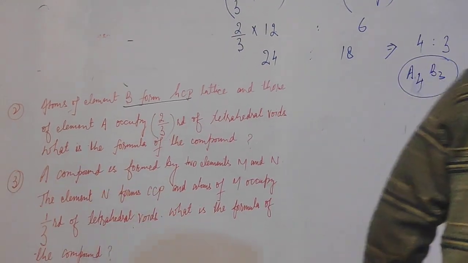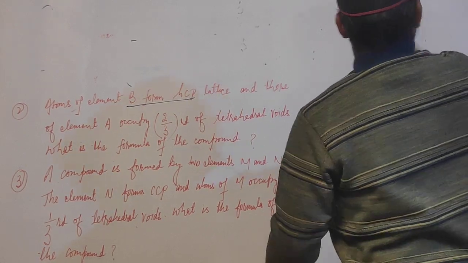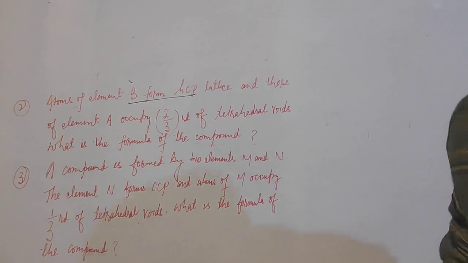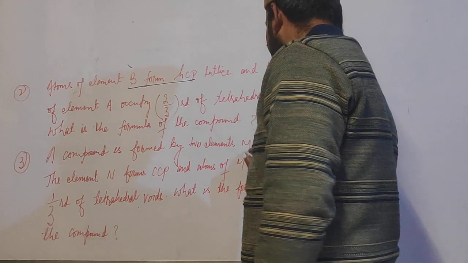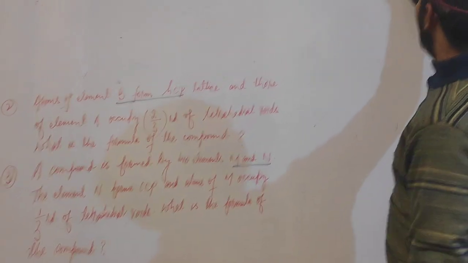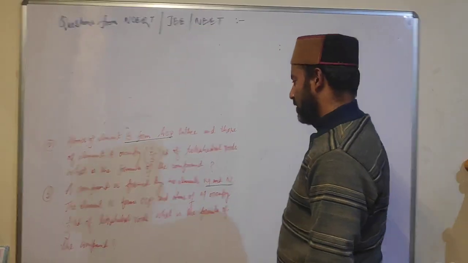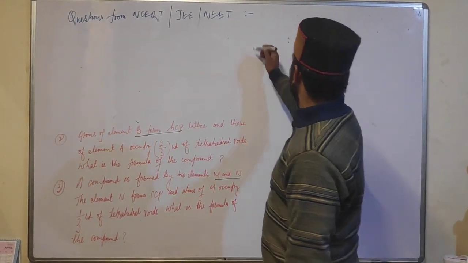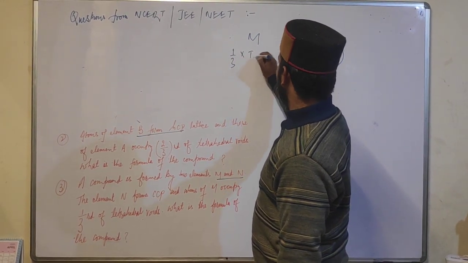Now students, next question is, a compound is formed by two elements M and N. The element N forms CCP. So where is N? N is in CCP lattice, and atoms of M occupy 1/3 of tetrahedral voids. So atoms of M occupy 1/3 of tetrahedral voids.